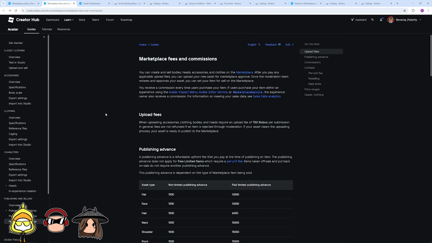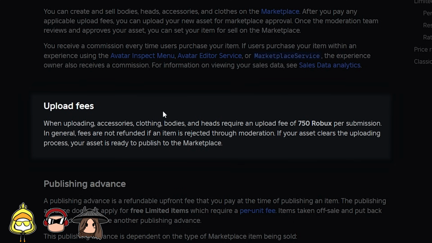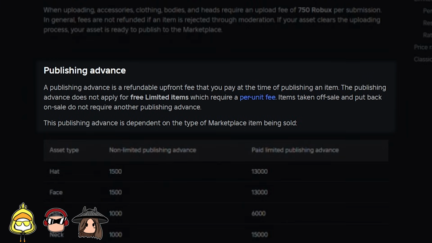So if you're going to want to upload UGC and sell it, there are a couple things to keep in mind. There are upload fees of 750 Robux. This is standard across all items. Just to go through moderation, you have to pay the 750 Robux. After that, there's also a publishing advance. This is a point of intimidation for some people, but don't worry, it's not as bad as it looks.